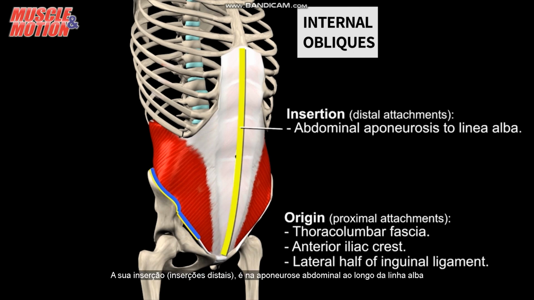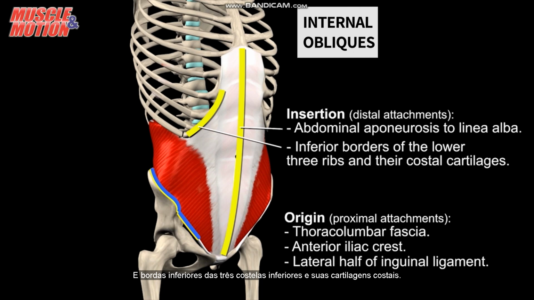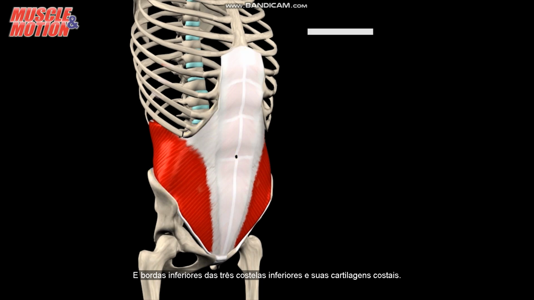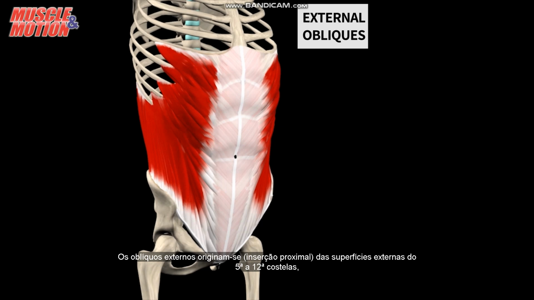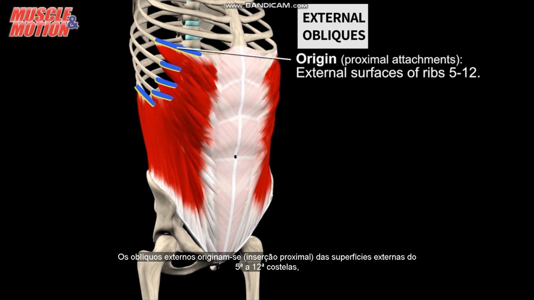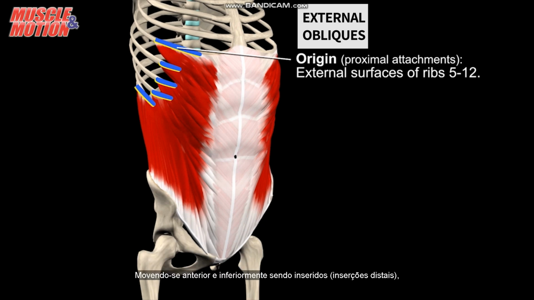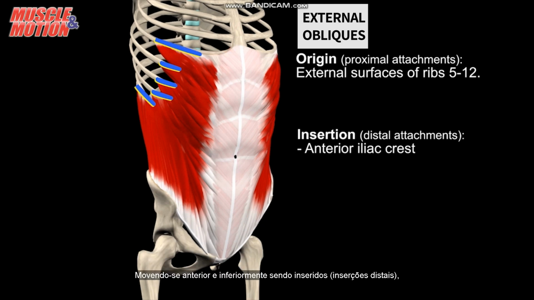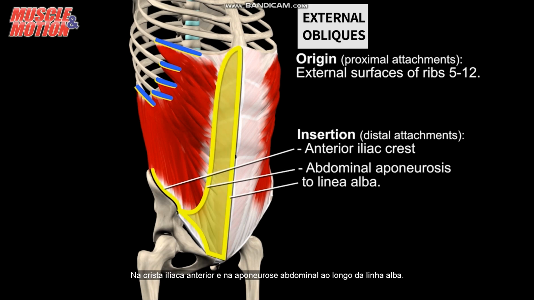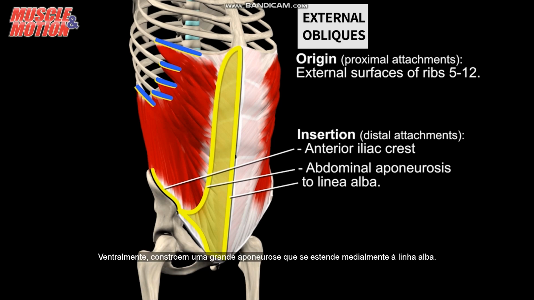Its insertion, distal attachments, is the abdominal aponeurosis along the linea alba and inferior borders of the lower 3 ribs and their costal cartilages. The external obliques originate, proximal attachment, from the external surfaces of the 5th to 12th ribs, moving anteriorly and inferiorly to be inserted, distal attachments, into the anterior iliac crest and the abdominal aponeurosis along the linea alba. Ventrally, it builds a large aponeurosis, which extends medially to the linea alba.